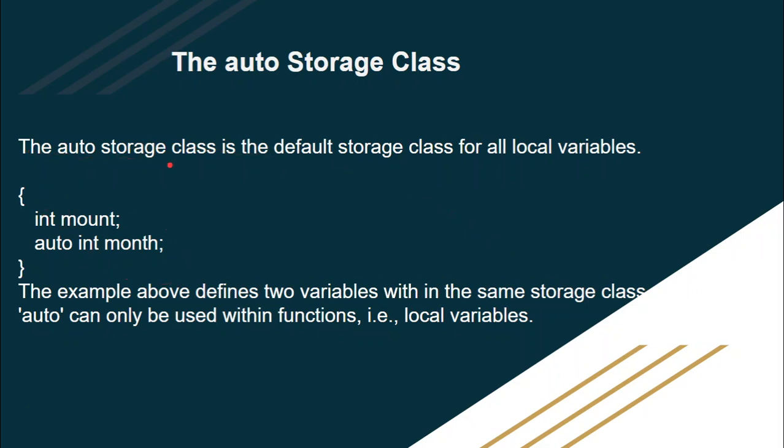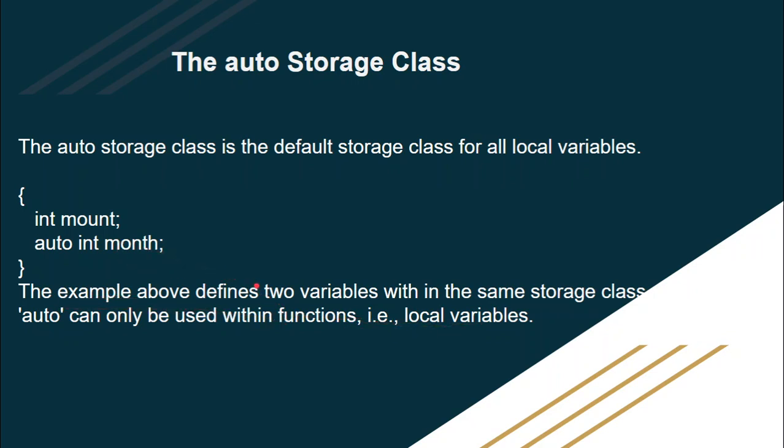So the auto storage class is the default storage class for all local variables. That means whether you mention it or not, auto is the default storage. So just like int month, the same as auto int month, both are the same. Okay, so here the example defines two variables within the same storage class. Auto can be used only within functions, that is, for local variables.